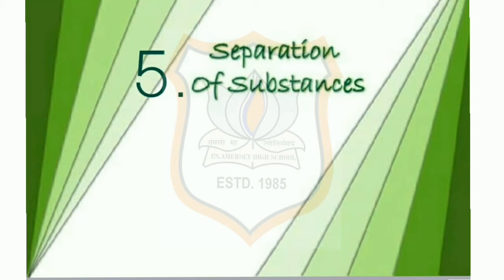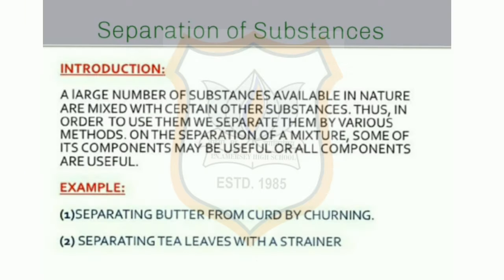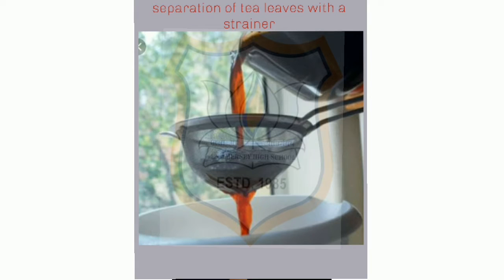Lesson number 5, Separation of Substances. Introduction. A large number of substances available in nature are mixed with certain other substances. Thus, in order to use them, we separate them by various methods. On the separation of a mixture, some of its components may be useful or all components are useful. Example, separating butter from curd by churning. Second one, separating tea leaves with a strainer.